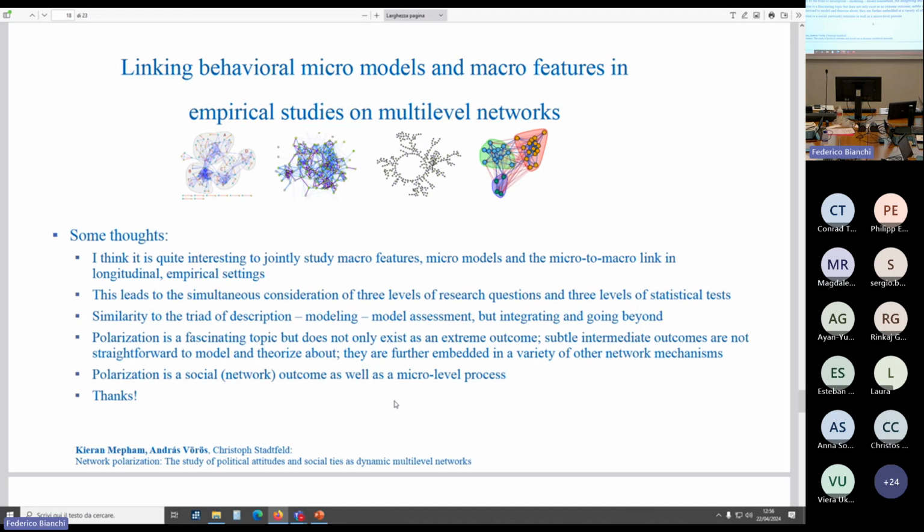Well, Christian has been working on this a lot. I haven't fully gotten my head around how we can do this in the most meaningful way. Maybe I'm going to learn a bit more about this later. And I think one important thing is that all these very subtle mechanisms are, of course, embedded in a variety of other network mechanisms that can be much more prominent and much more pronounced than the specific mechanisms we theorized about. Okay, thanks a lot.